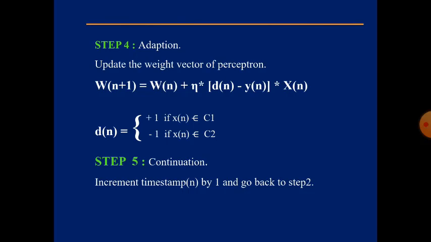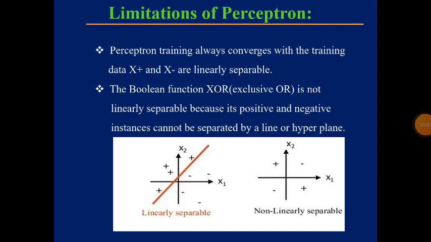Okay, thank you. Next we will see limitations of a perceptron. The first limitation, or drawback, is that the perceptron training always converges with the training data x plus and x minus only if the training data is linearly separable. Then only the perceptron training converges. The perceptron training always converges with a linearly separable data set only, otherwise it may fail to converge.